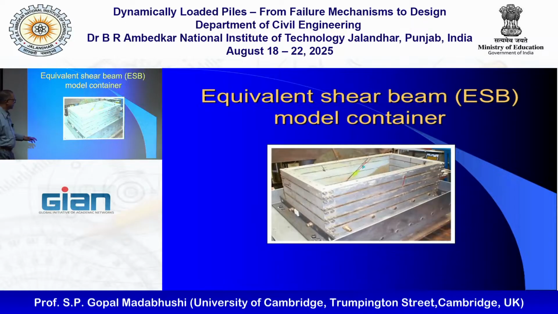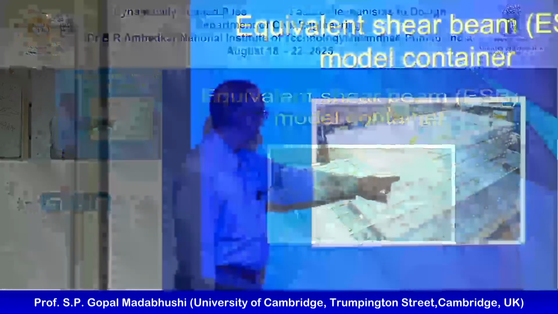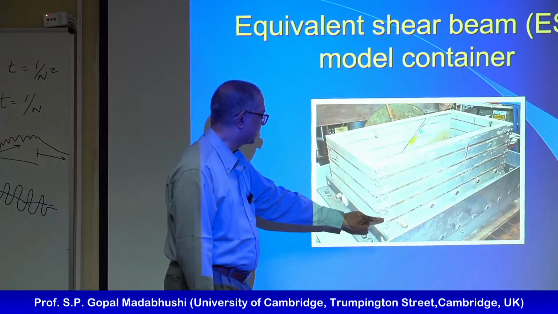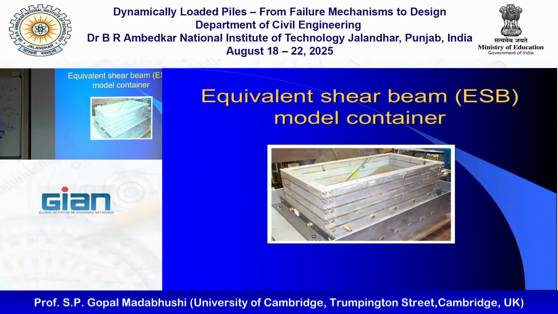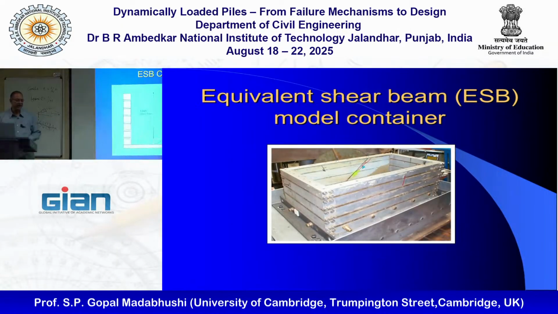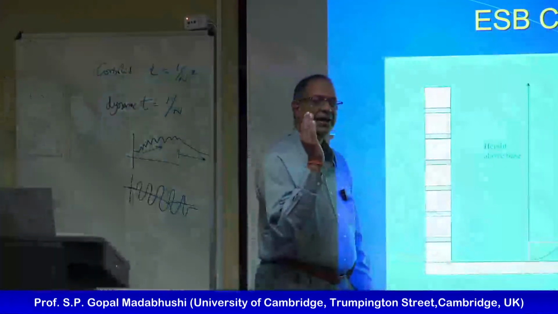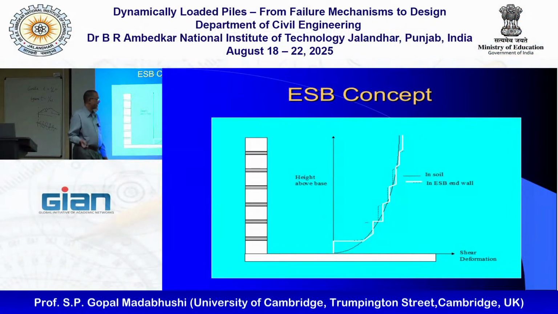So we came up with this idea of having an aluminum ring, rubber, aluminum ring, rubber, aluminum ring, rubber, and so on. And we can adjust the thickness of these rubbers. So what we do in this equivalent shear beam concept model container is I can work out for a given height of soil what the shear deformation in the soil is going to be for a given earthquake. So typically in the first mode, it probably will do something like that, this solid line, right?